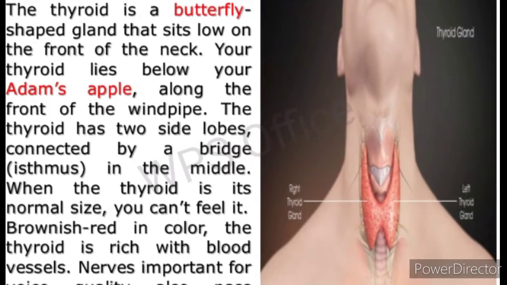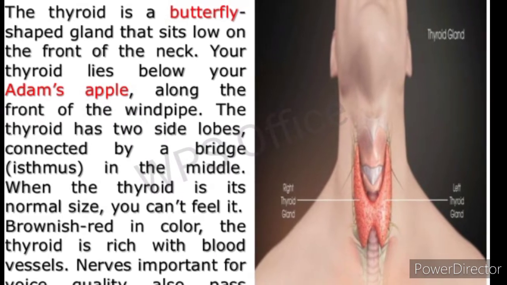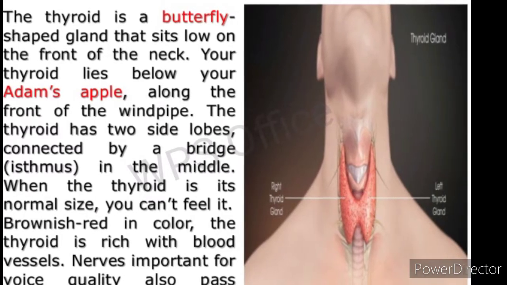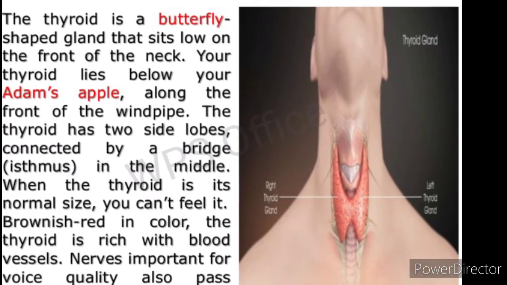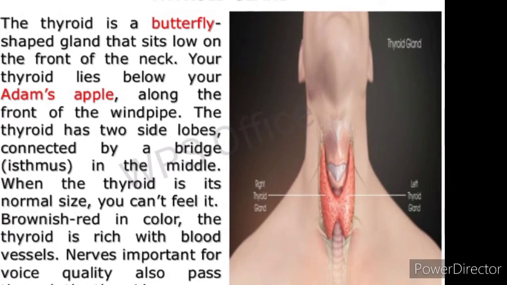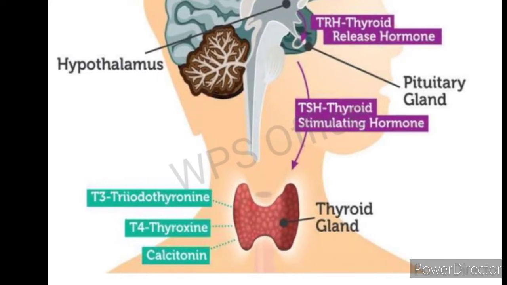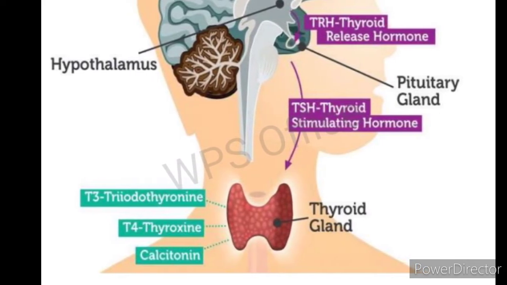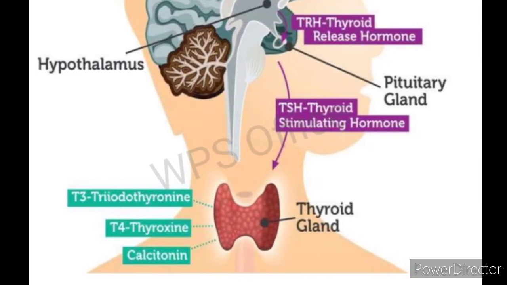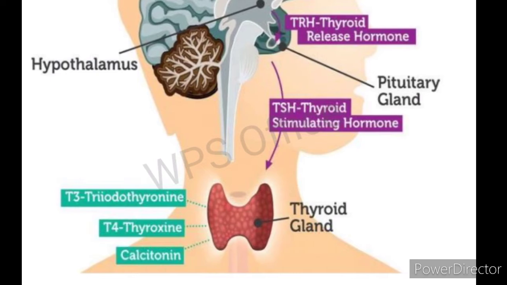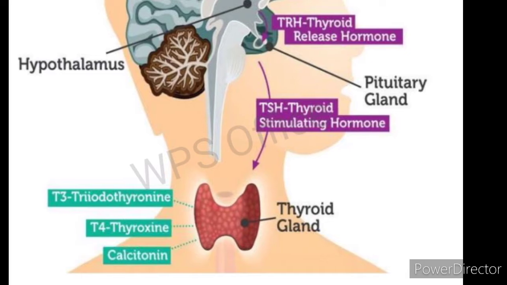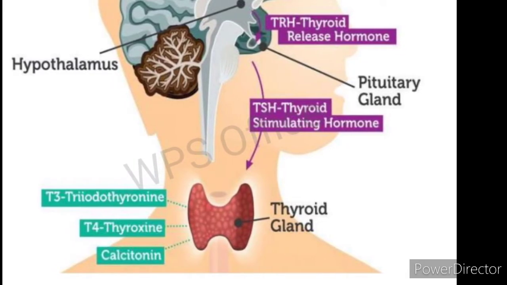Next is the thyroid gland. It is a butterfly-shaped gland that sits at the front of our neck. The thyroid lies below the Adam's apple along the front of the trachea. First, the hypothalamus stimulates the pituitary gland to produce thyroid releasing hormone. Then it stimulates the thyroid stimulating hormone to produce three hormones, that is T3 triiodothyronine, T4 that is thyroxine, and then calcitonin.